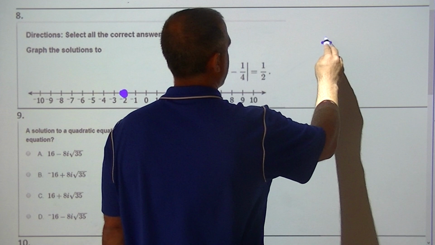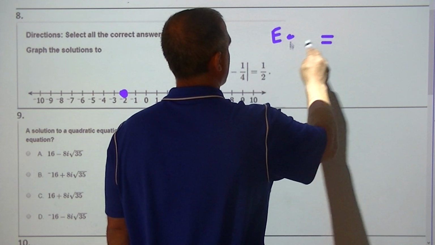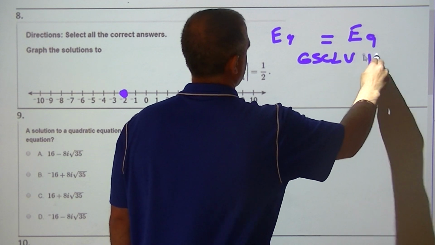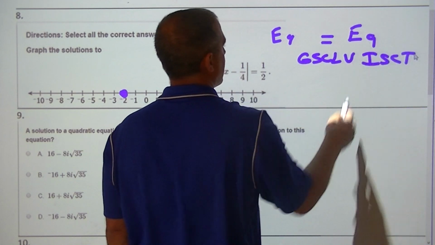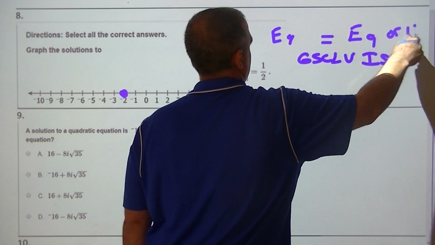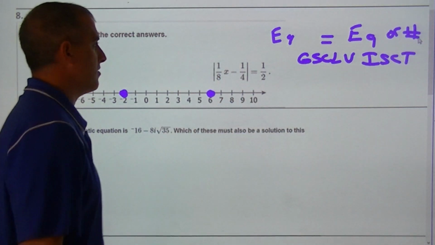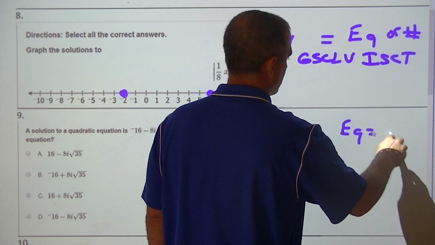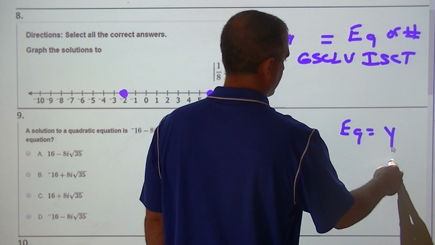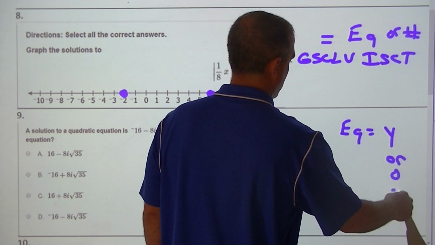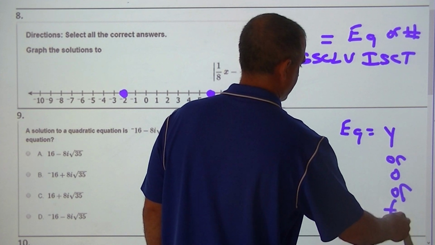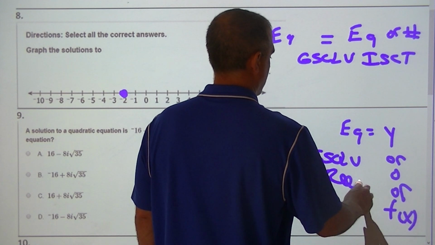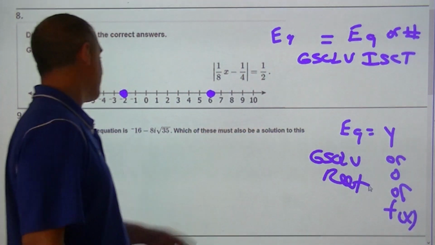If you've got an equation, you do G-solve, intersect. That's an equation or a number equals an equation or a number. If you have an equation equals y, or 0, or f of x, you don't do G-solve intersect, you do G-solve root. If you're graphing, that's the difference.